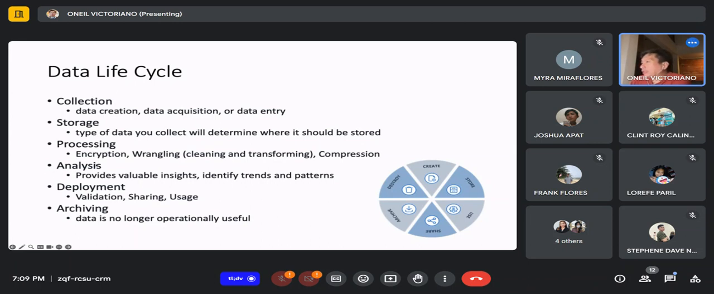And of course, it goes with data analysis. It provides insights, checking for trends and patterns. And then how do we deploy? So deployment means doing validation, sharing of data, using of data, and of course, archiving. So when data is no longer operational, archiving or disposal is one of the major operations for data. Part of it would be security over all data, and of course saving storage space, so we'll discuss that later.